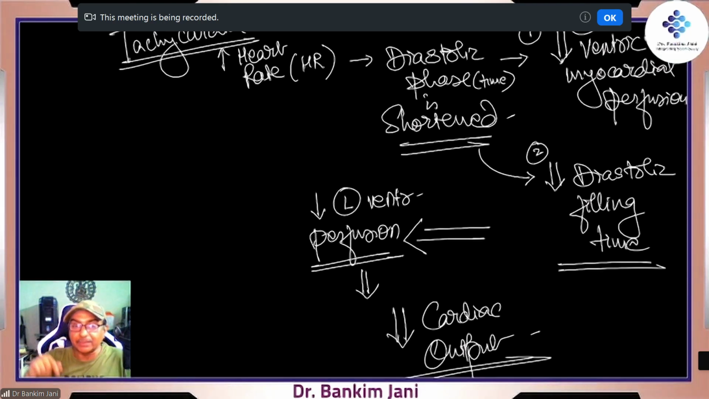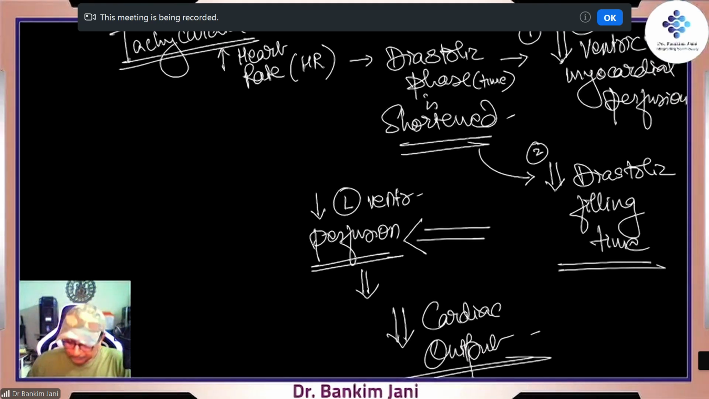Right? But that is the reason that in order to compensate, it has to really pump again and again. So thus it is utilizing more oxygen, right? We'll just see this thing. But this is clear that tachycardia leads to decreased cardiac output, right?